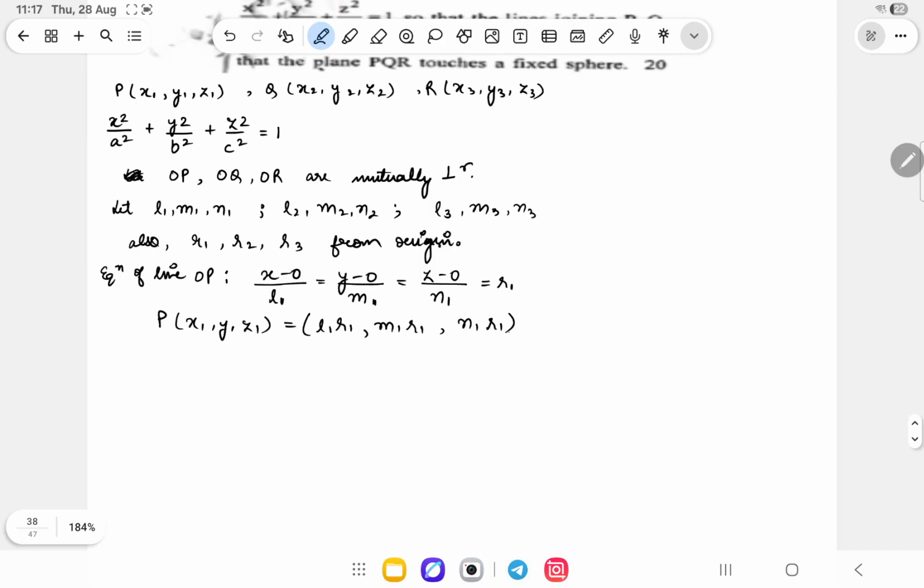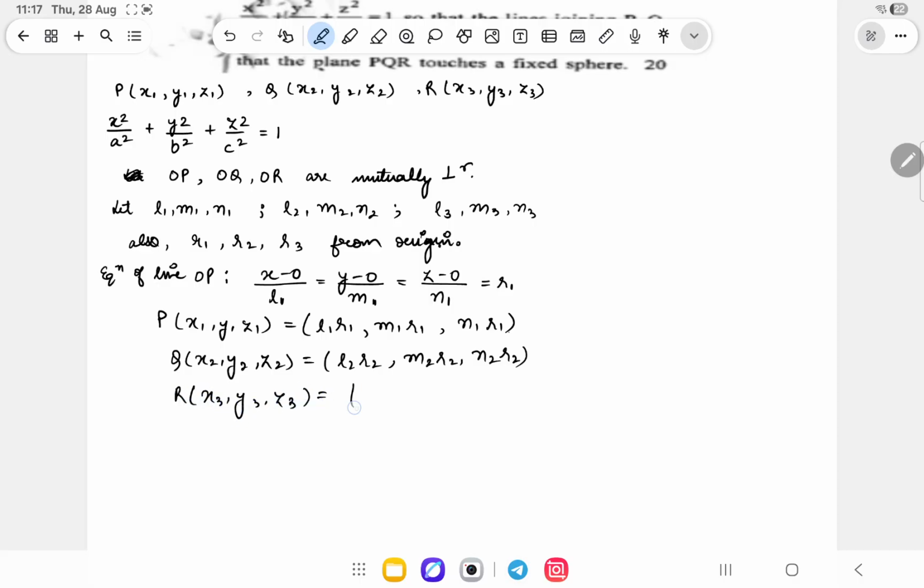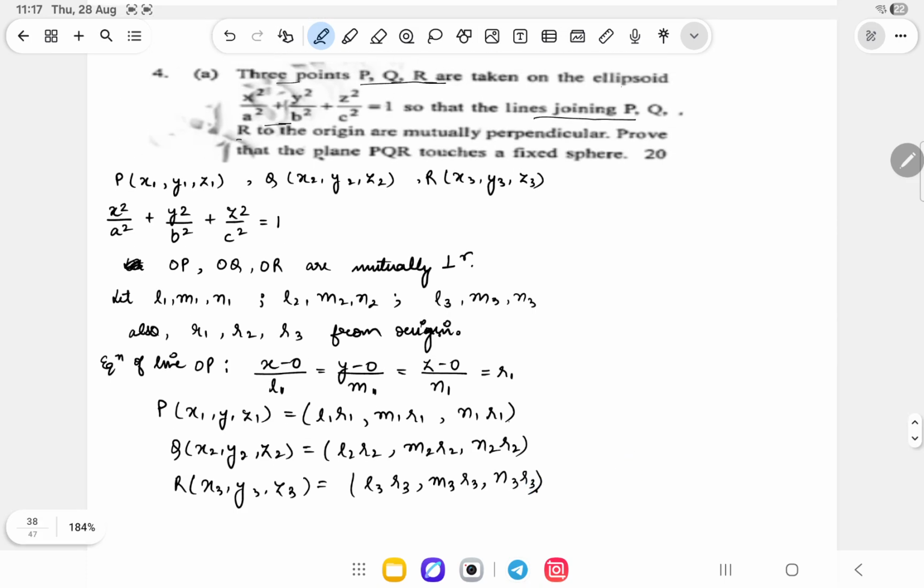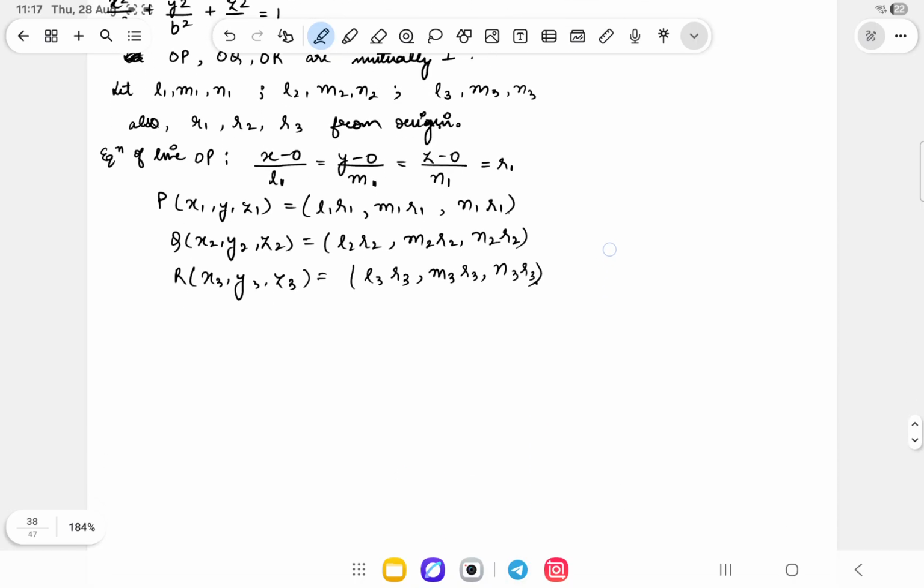Likewise I can find out the coordinates of points Q and R. My point Q will be L2 R2, M2 R2, N2 R2, and my point R will be L3 R3, M3 R3, N3 R3. In the question it says that these 3 points are lying on the ellipsoid, so the points must be satisfying the equation of the ellipsoid. Let's substitute the values of points P, Q and R in the given ellipsoid.